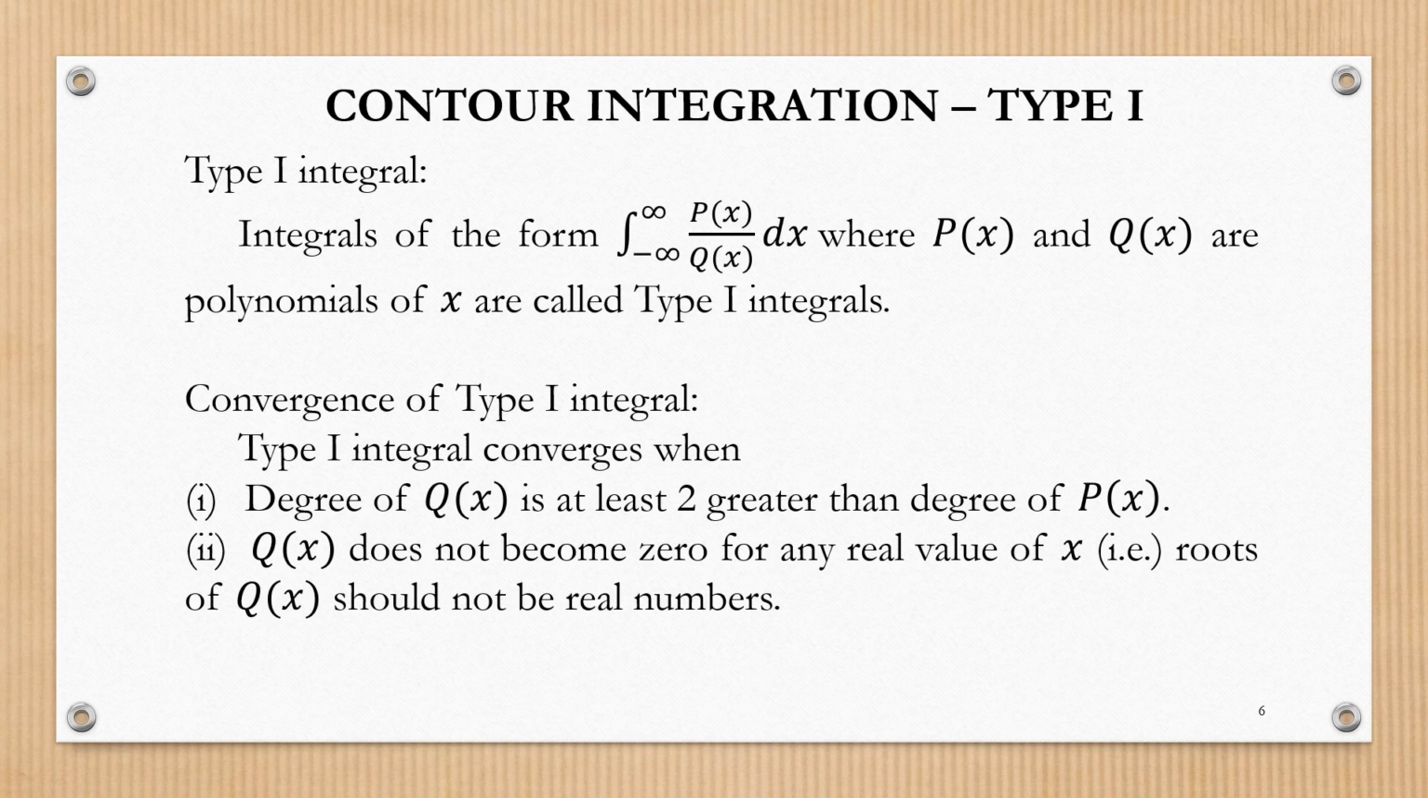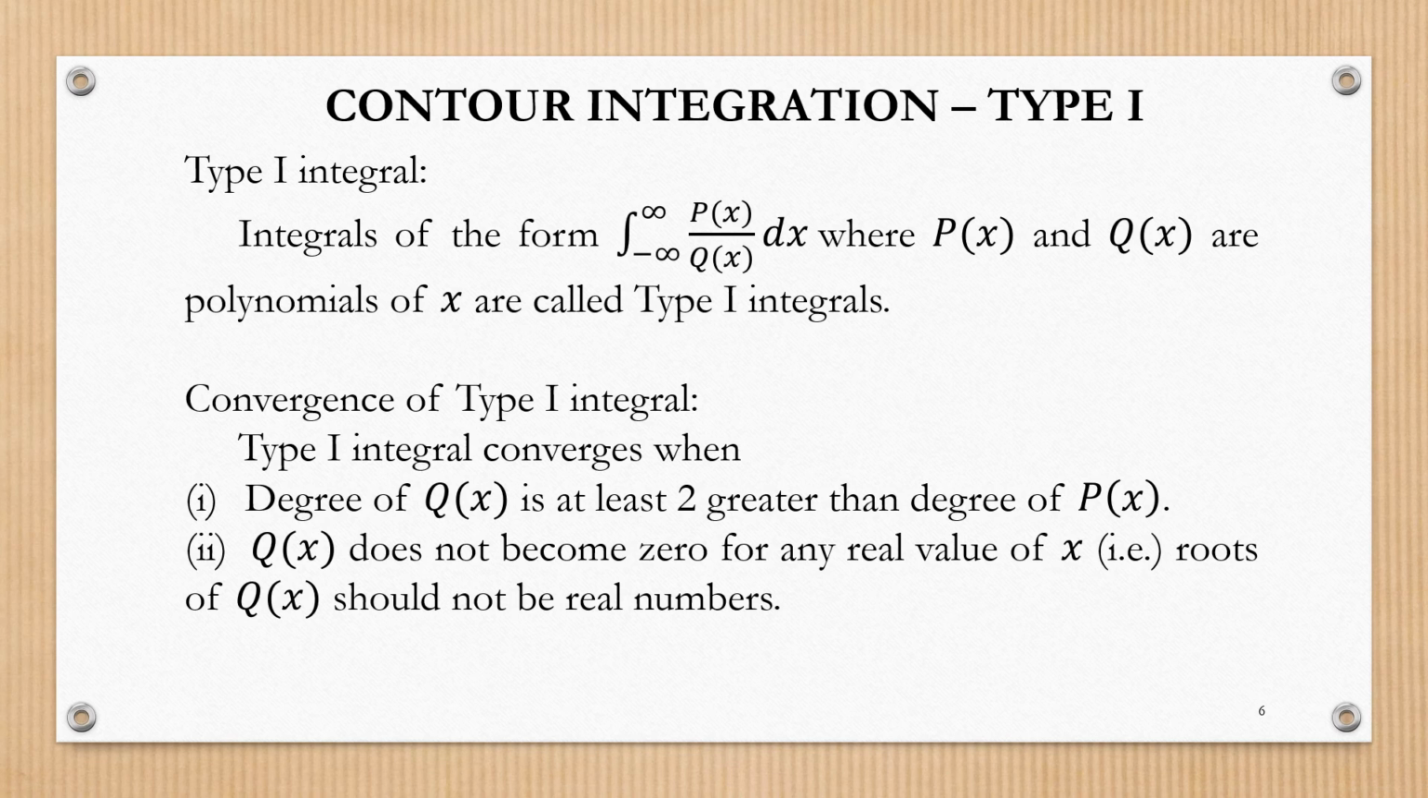Now this type 1 integral will have a finite value, that is it will be convergent if two conditions are satisfied. The first condition is that the denominator function, that is q of x, must be at least 2 degree more than the numerator's degree, that is of p of x. As an example, if q of x were to be a 5th degree polynomial, then p of x must be of degree 3 or less.